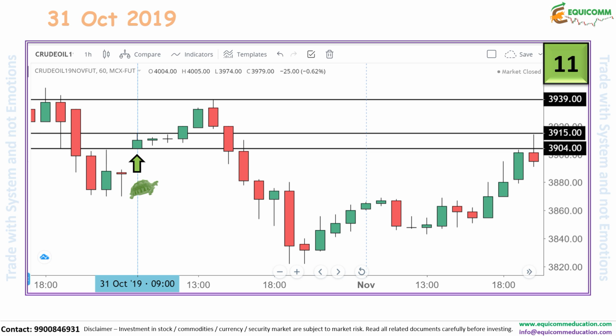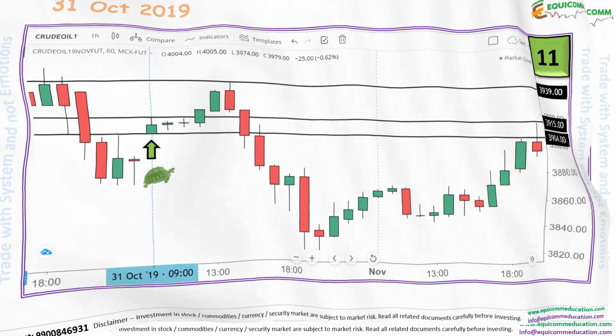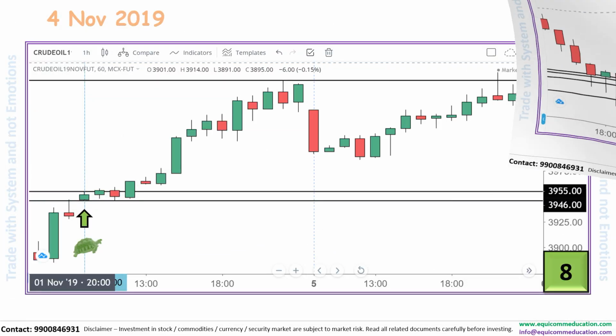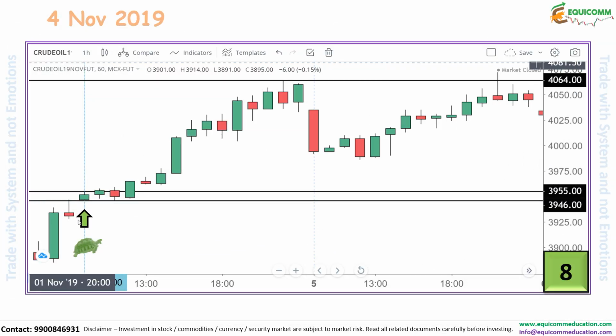Here we have got a green turtle candle, target achieved, first entry. On the 1st November, we have seen this example previously. We'll make a move. 4th November, first green turtle candle.